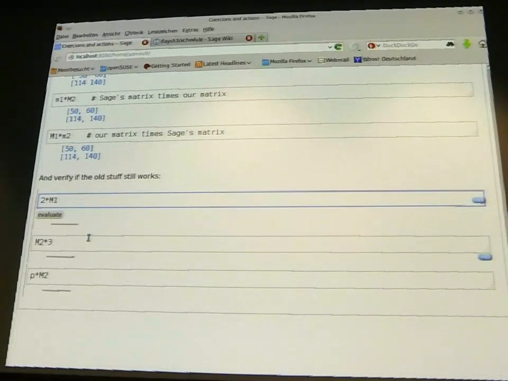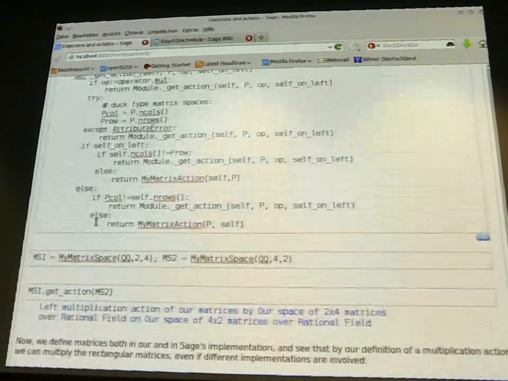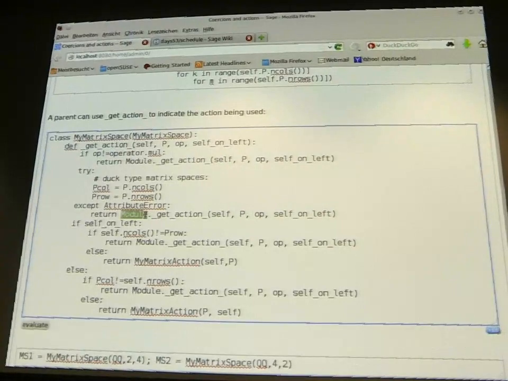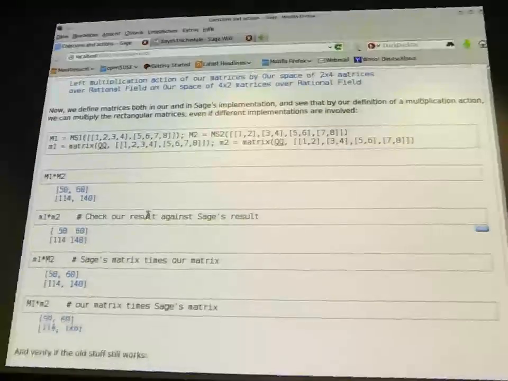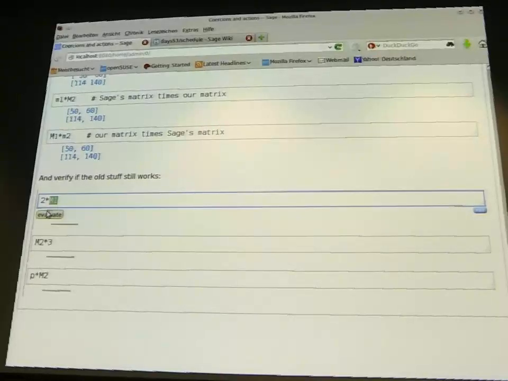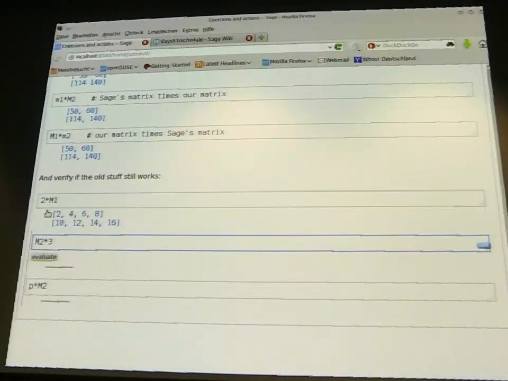Simply for compatibility, we checked that the old stuff still works. I mean, after all, we have overwritten something called get action. It could be that we destroyed something. Well, I took care of it, because in all cases where duck typing did not reveal a matrix space, then we say, okay, please do the same as what module would do. So in other words, if we have an action of the base ring, then it would still be recognized, because this is something that the module knows about. From the left, from the right.